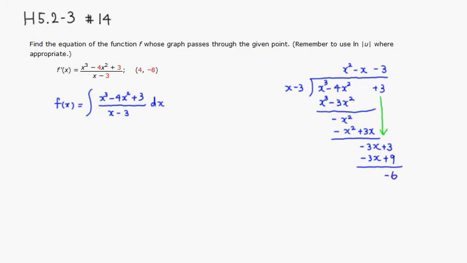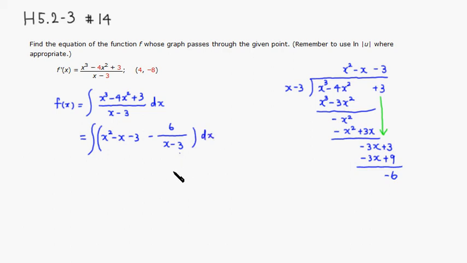So we can rewrite this integrand as follows. First, we have the quotient, which is x squared minus x minus 3. Then you have a negative 6, so it's minus 6 over the divisor, x minus 3. So we have to find the antiderivative of these terms.